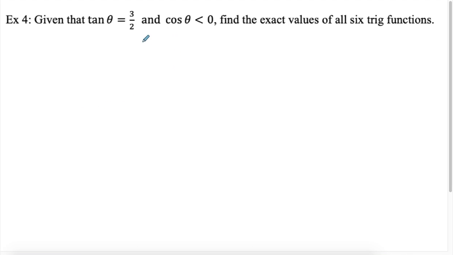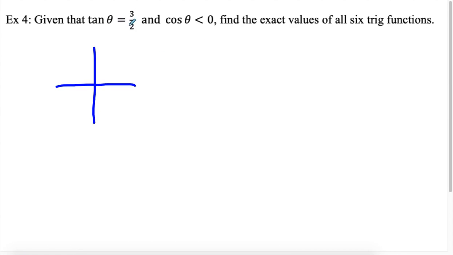So let's look at an example here where we're given one of the trig values and then told one is positive or negative, okay? And we have to figure out the rest of the trig functions. So this combines both of those last two ideas. We would definitely want to start with a picture here. First we need to figure out what quadrant we're in and then finish our picture. So tangent is 3 over 2. That means tangent is positive. So I've got a positive tangent value and a negative cosine value.